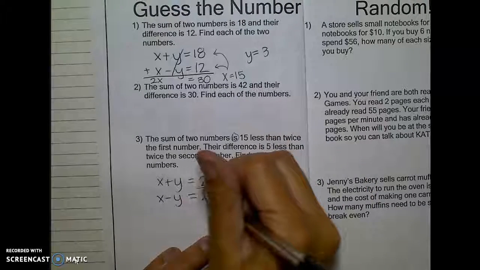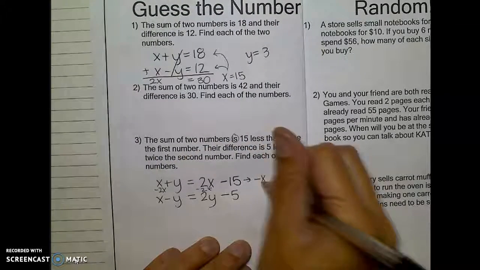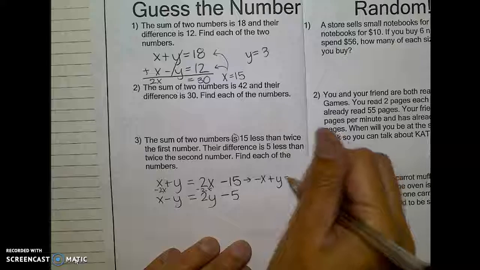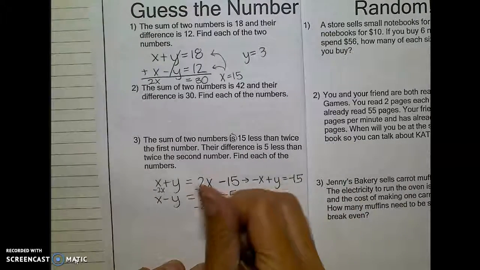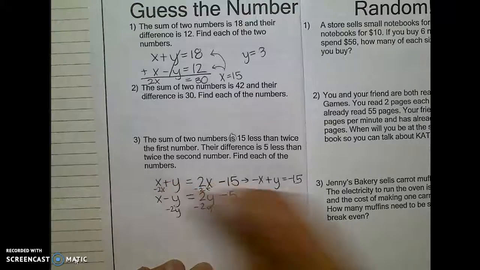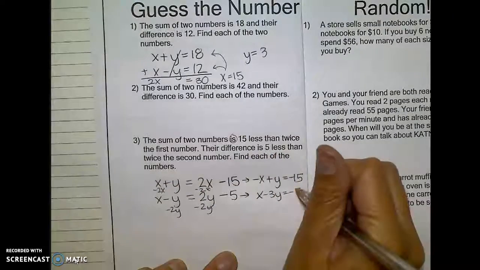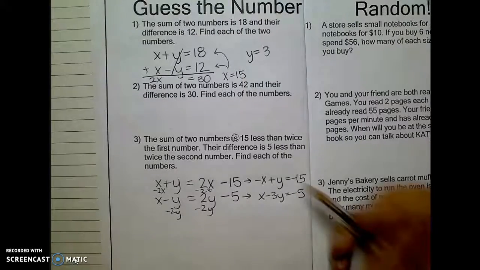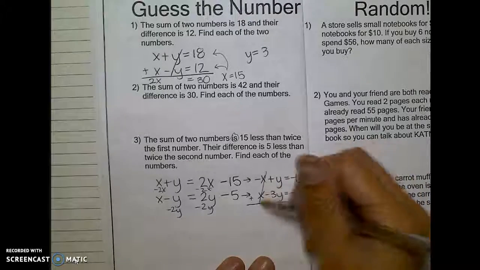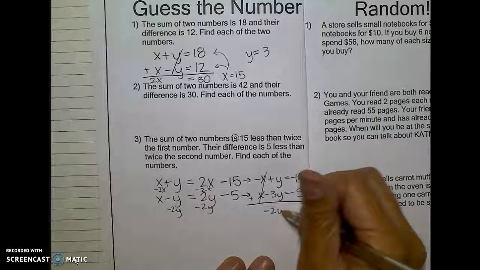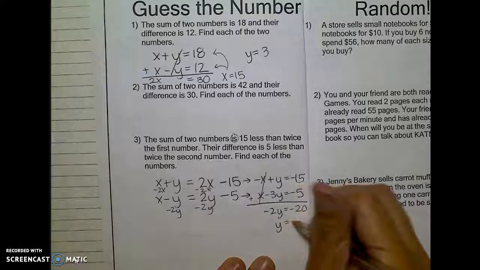So like if I subtract the 2x here, I have negative x plus y equals negative 15. And if I subtract the 2y here, then I'm going to have x minus 3y equals negative 5. And I'm actually still set up for elimination because my x's will just eliminate when I add, so that's nice. Now I have negative 2y equals negative 20. And so y is 10.